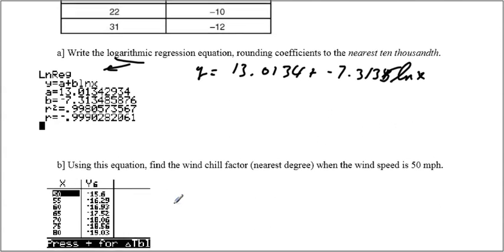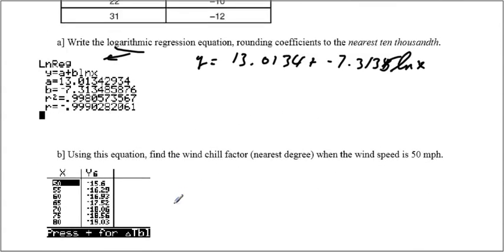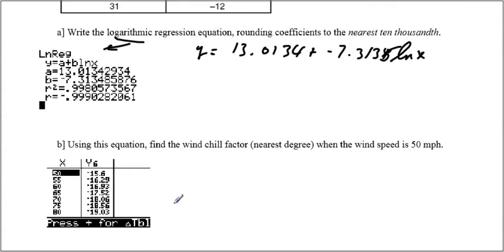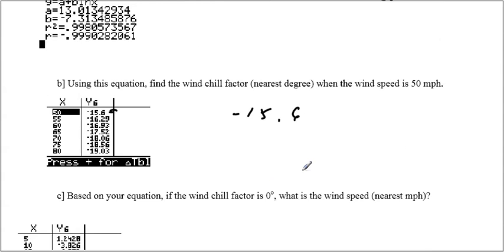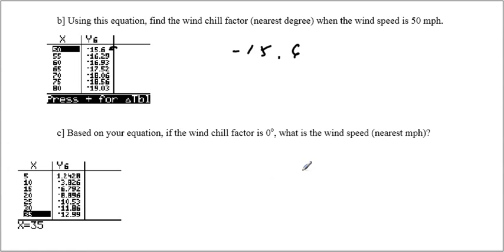Wind chill factor. Now the wind chill factor is the y. 50 miles per hour, so that's our value, so it's going to be negative 15.6. Wind chill factor is 0, so that's happening somewhere here, right? Somewhere between 5 and 10.